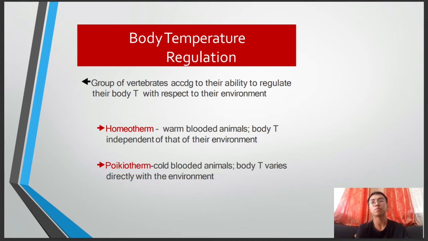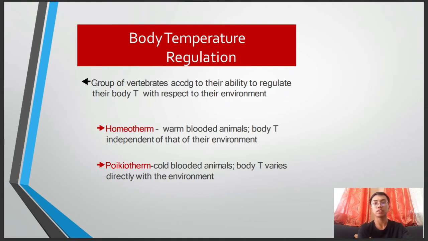Homeotherm, warm-blooded animals, body temperature independent of that of their environment. Poikilotherm, cold-blooded animals, body temperature varies directly with the environment.